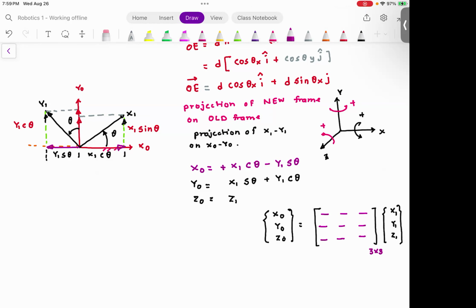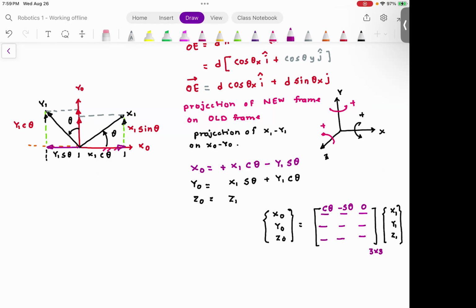And if you haven't studied linear algebra, don't worry about it. I will explain to you what this means. So you have cosine theta. Then you have minus sine theta multiplied by 0. So what I have done here represents the very first equation that you have.